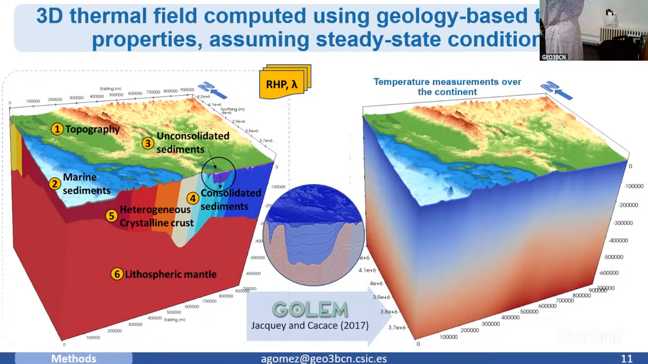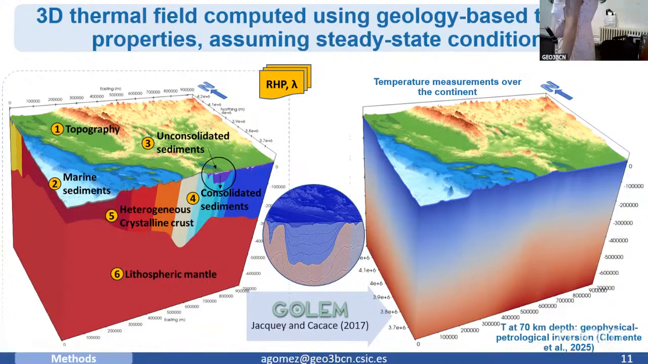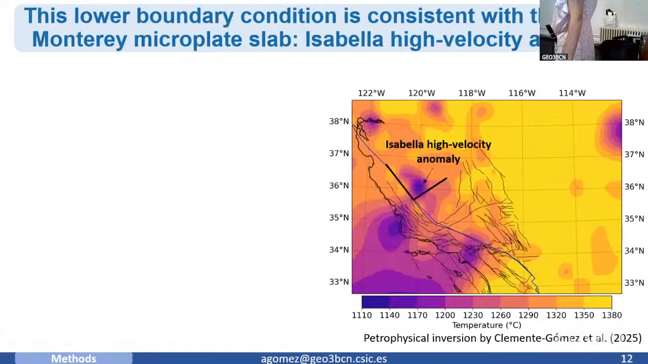So in order to compute this, we need boundary conditions. In this case, the upper boundary are the temperatures over the continent, and the lower boundary are the temperatures at 70 kilometers depth following a petrophysical inversion. So it means that for this inversion, we take into account the tomography data in order to capture, again, the geology that remains in the mantle.